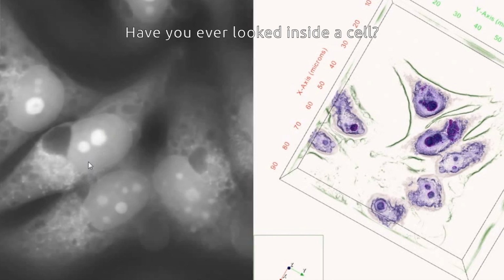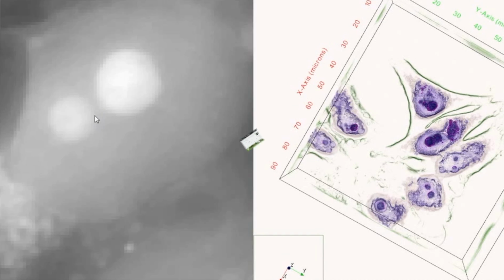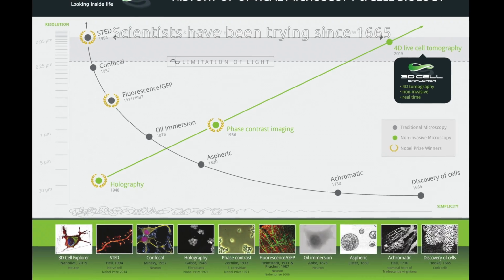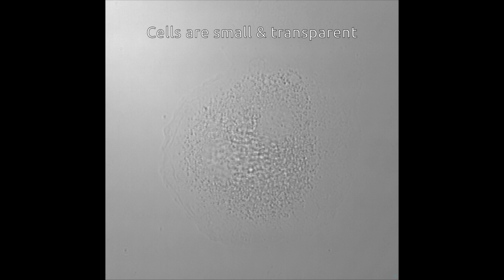Have you ever looked inside a cell? Since the invention of microscopes, scientists have tried to look inside cells, but they faced a big challenge. In a cell, everything is very small and quite transparent.